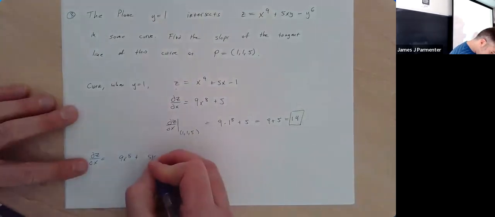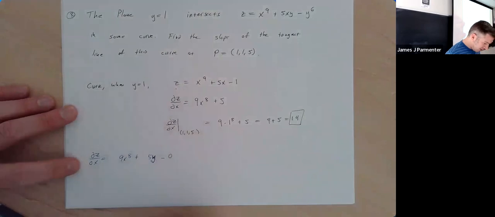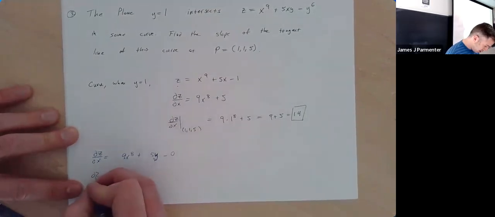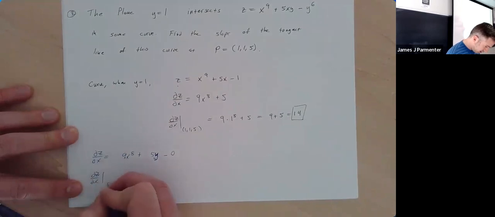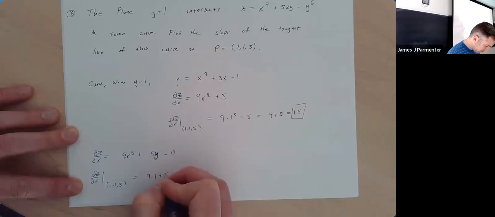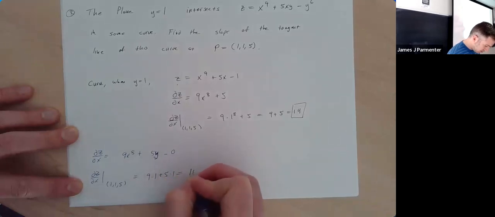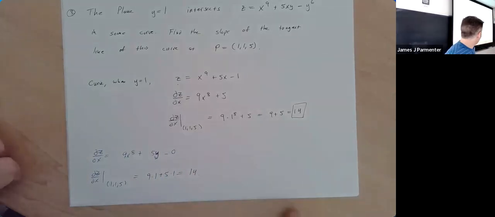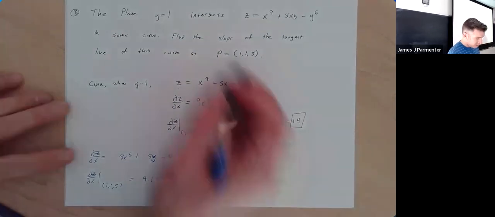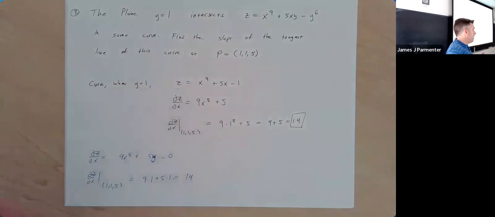Okay, 5y. Cool. So then if we plug in x equal to 1 and y equal to 1, we still get the same result. So if we plug in del z del x at the point (1, 1, 5), we still get 9 times 1 plus 5 times 1, which is 14. So technically, if you're trying to find the slope of a tangent line in a particular direction on some plane, you don't have to plug in that plane first, but it's probably easier to do so. So yeah.